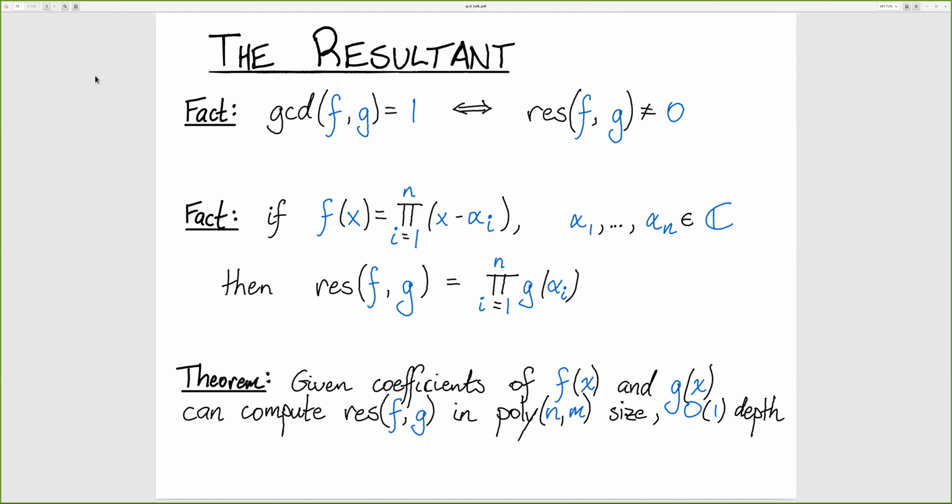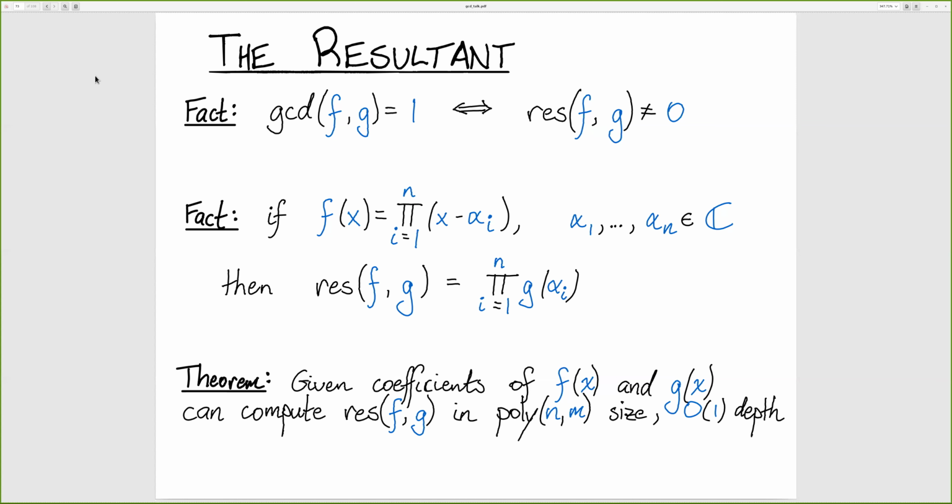And up until this, at least we didn't know anything better than this generic linear algebra approach of computing the resultant with respect to depth. So that gives us something nice. Why would you want to compute this? Okay, this tells you something about coprimality.